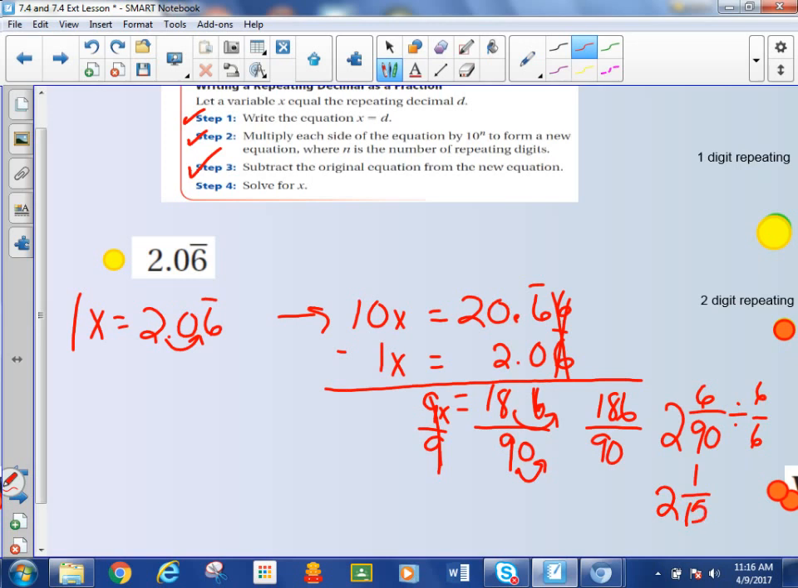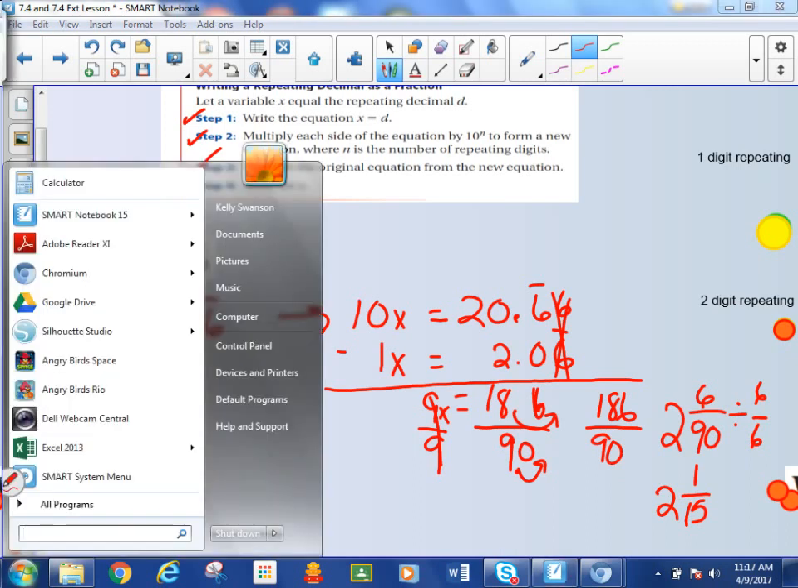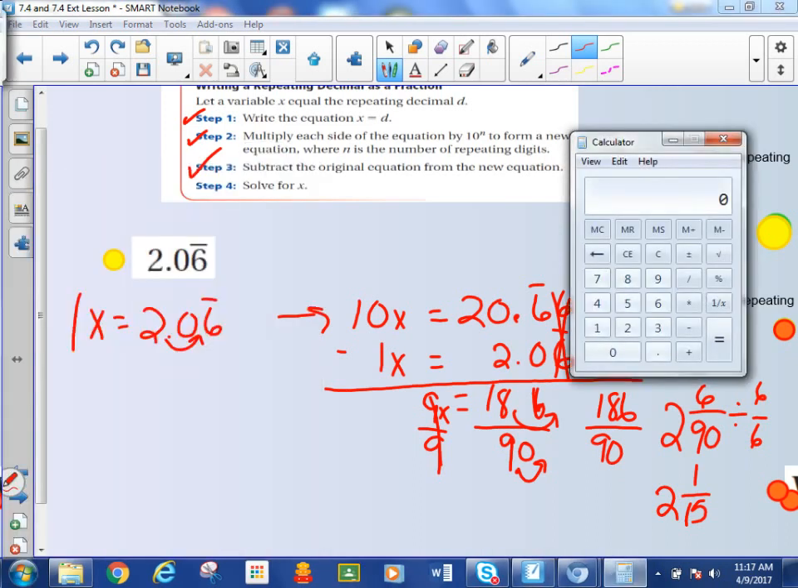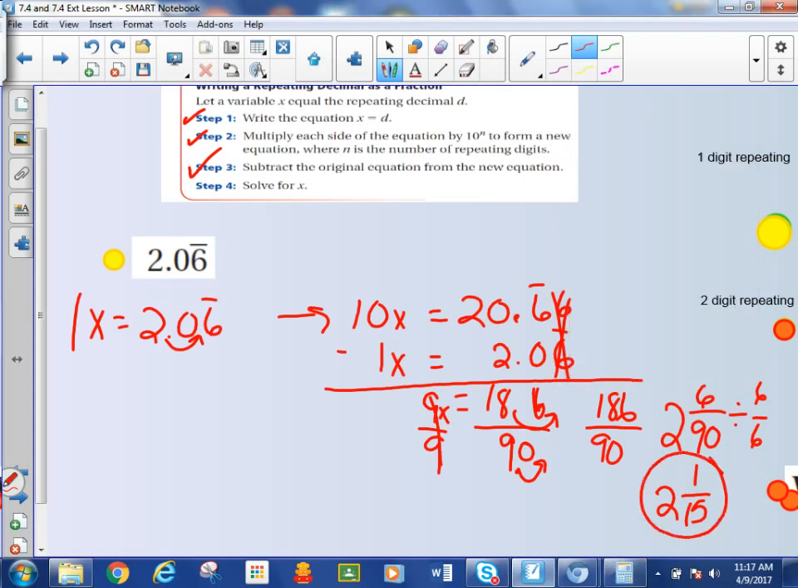Okay, if I want to check myself, yes, I could pull my calculator out, so I'll go ahead and do that. If I took 1 divided by 15, it should give me 0.06 repeating, and it does. So my final answer should have been 2 and 1/15. Okay, so let's try another one.